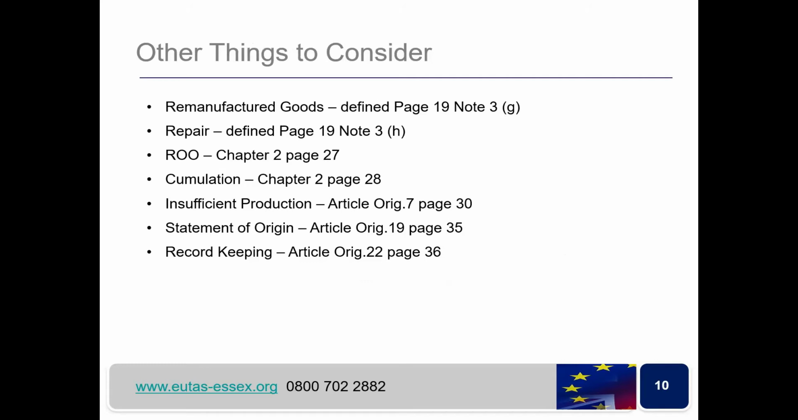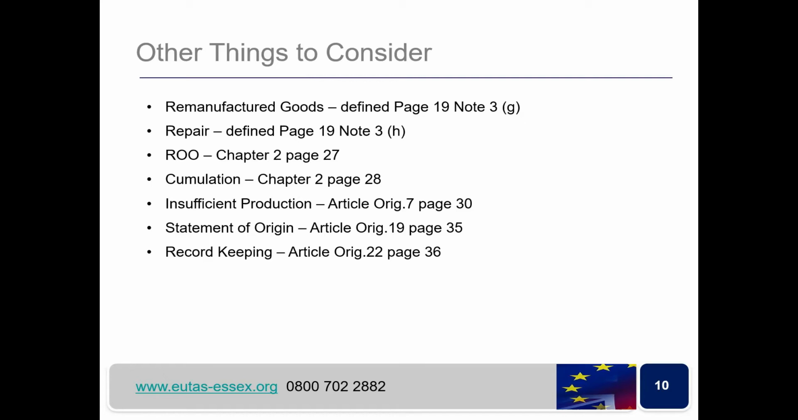Other things to consider, we haven't mentioned remanufactured goods, but please check this if you are taking a product and remanufacturing it. That's slightly different to raw materials. Page 19, note 3, if you are bringing product in from Europe or anywhere else to be repaired and then sold elsewhere, then again, page 19, note 3.